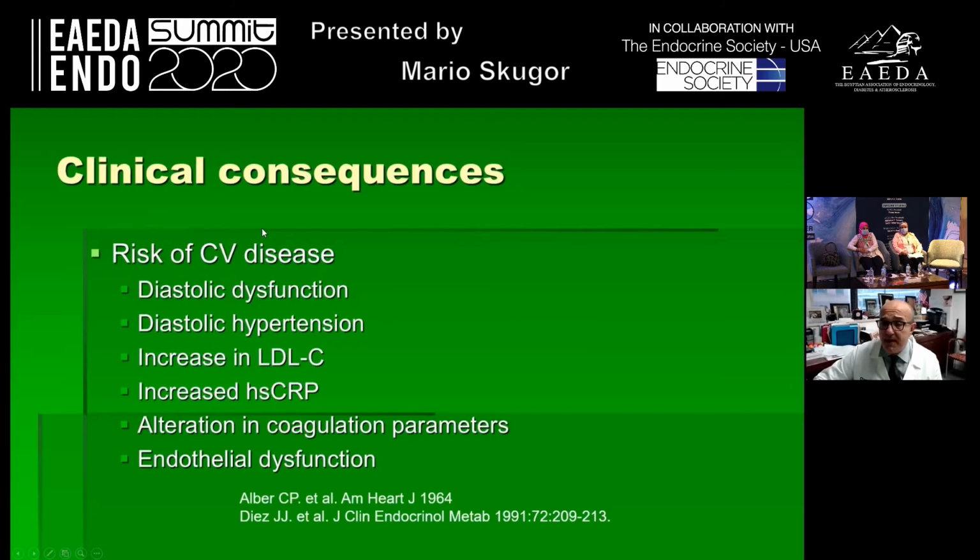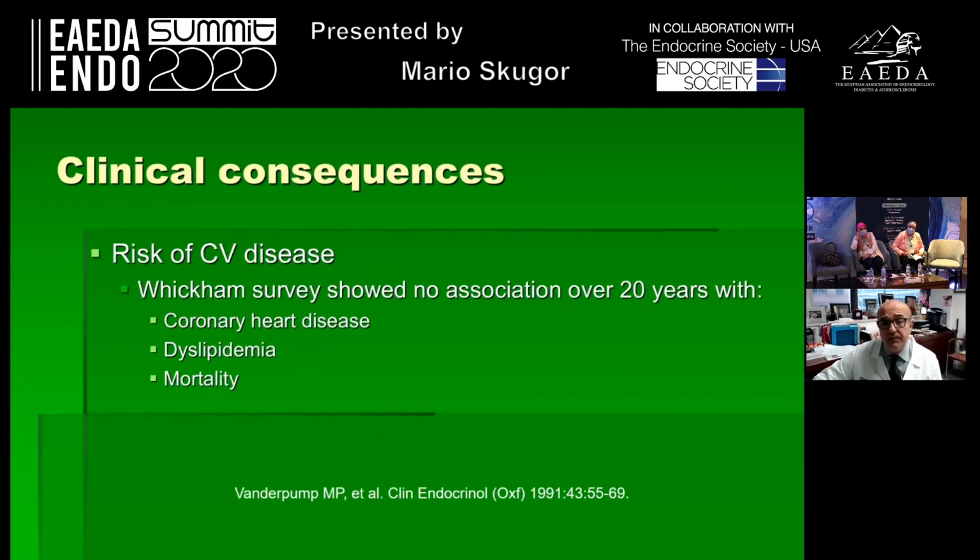But even if you remain in subclinical stage, there is some increased risk for cardiovascular disease. There are studies showing diastolic dysfunction in these patients, diastolic hypertension, an increase in low-density lipoprotein, LDL, an increase in high sensitivity CRP, and some alteration in coagulation parameters and endothelial dysfunction, all pointing toward maybe increased cardiovascular risk. Now, those are relatively mild, but they're measurable differences. So is there really an increased risk of cardiovascular disease?